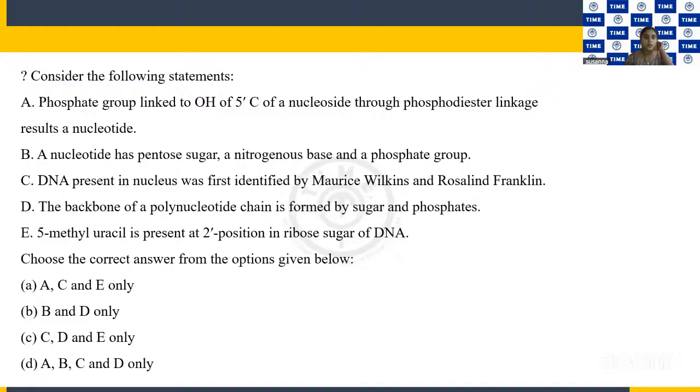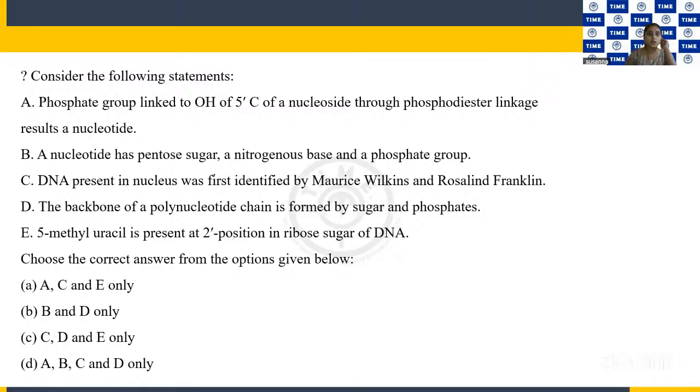Next, we have almost 5 statements, and you need to choose the correct statement from the options. Let's read each statement and find whether it is true or false. The first statement is: a phosphate group linked to the OH of the 5th carbon of a nucleoside through phosphodiester linkage results in a nucleotide. Is it true or false?